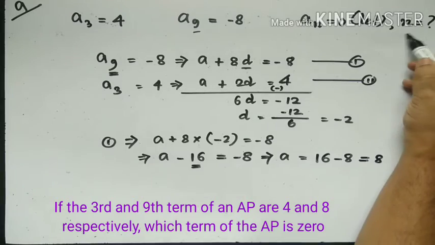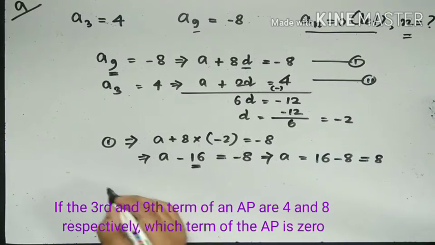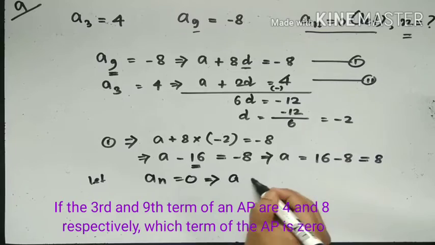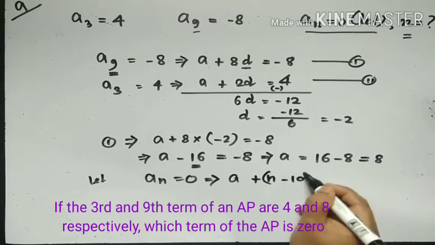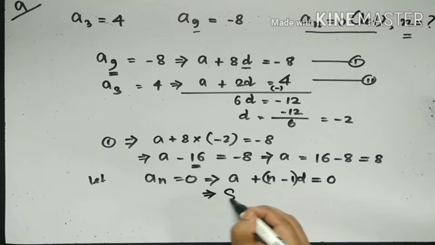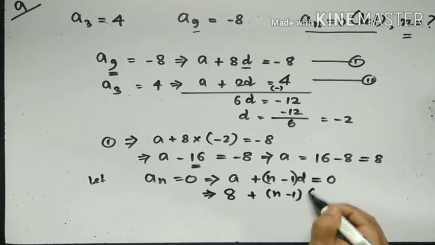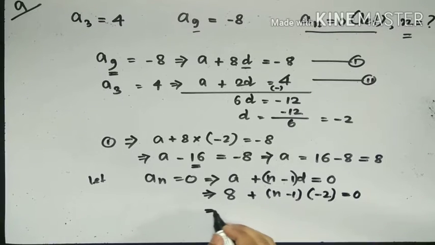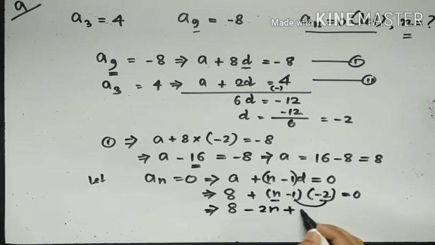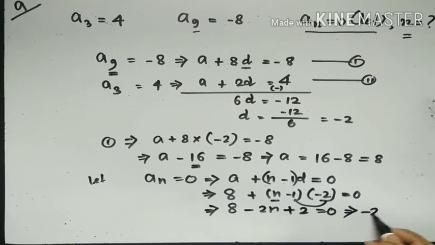Now I have to find n. Now suppose An equal to 0. Now what is An? A plus n minus 1 into D. This is the general term of any AP. That means which is equal to 0. That means we have to put the value 8 plus n minus 1 into minus 2 equal to 0. So 8 minus 2 into n, it will be minus 2n. Minus 2 into minus 1, that means it will be plus 2, equal to 0. That means minus 2n. Now 8 plus 2, it will be 10. So I'll write this side minus 10. So the value of n will be equal to 5.